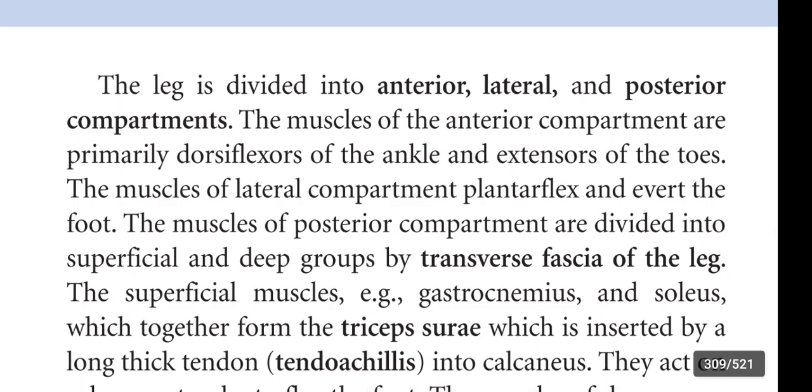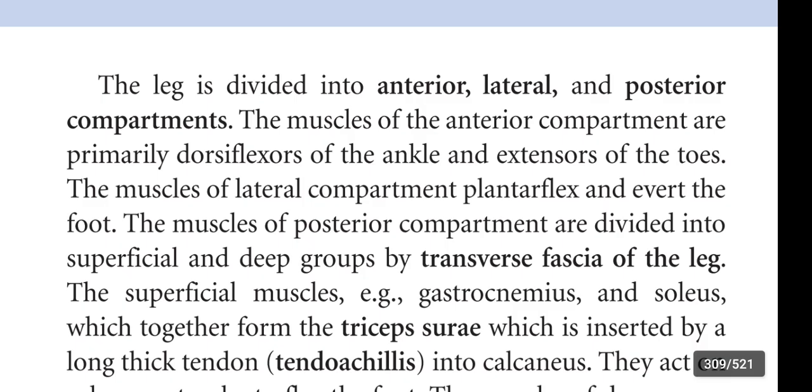Coming to the leg, the leg is divided into anterior, lateral and posterior compartments. The muscles of the anterior compartment are primarily dorsiflexors of the ankle and extensors of the toes.